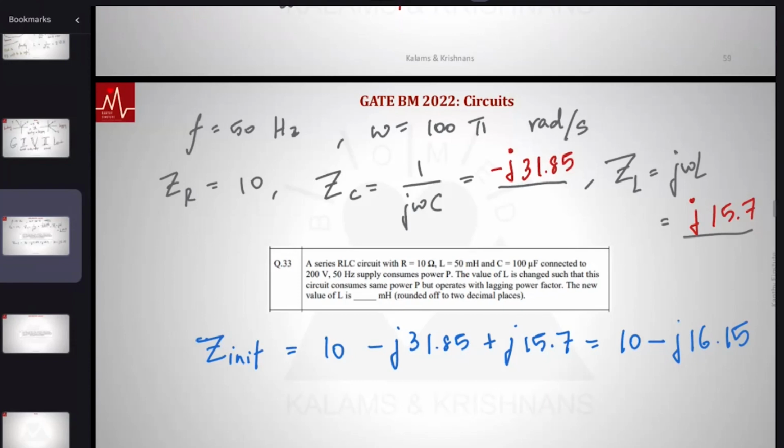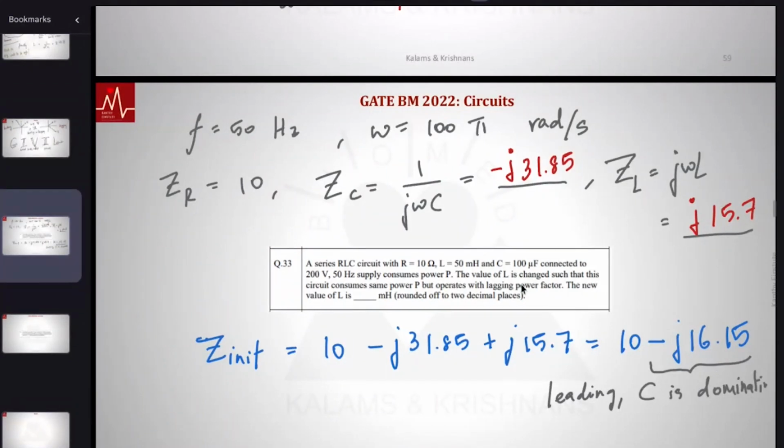Notice this is actually minus j. The capacitor is dominating, so this is a leading circuit. There are both capacitor and inductance, but C is dominating. That is why you have a minus j on net.